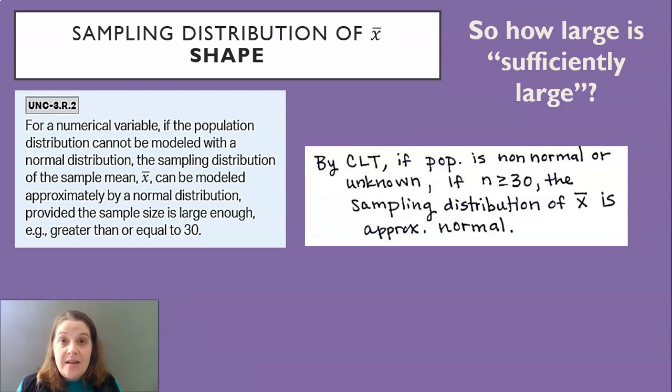Be very careful with this rule. This rule only applies to means. It only applies to numerical variables. So if you're checking for a proportion, you still have to check the n times p and the n times 1 minus p. Just because your sample size is bigger than 30 is not going to necessarily satisfy this same condition for proportions. The central limit theorem only applies to means.